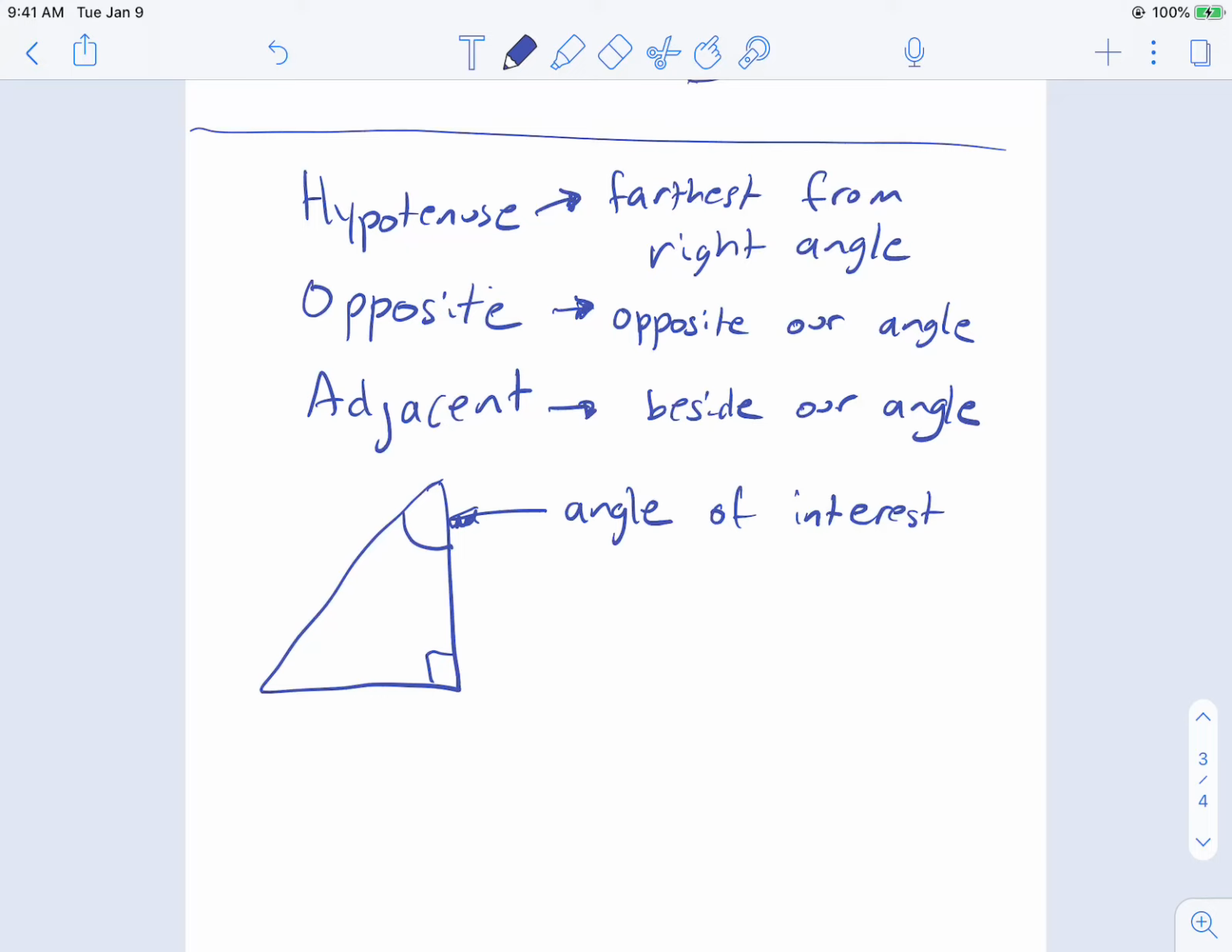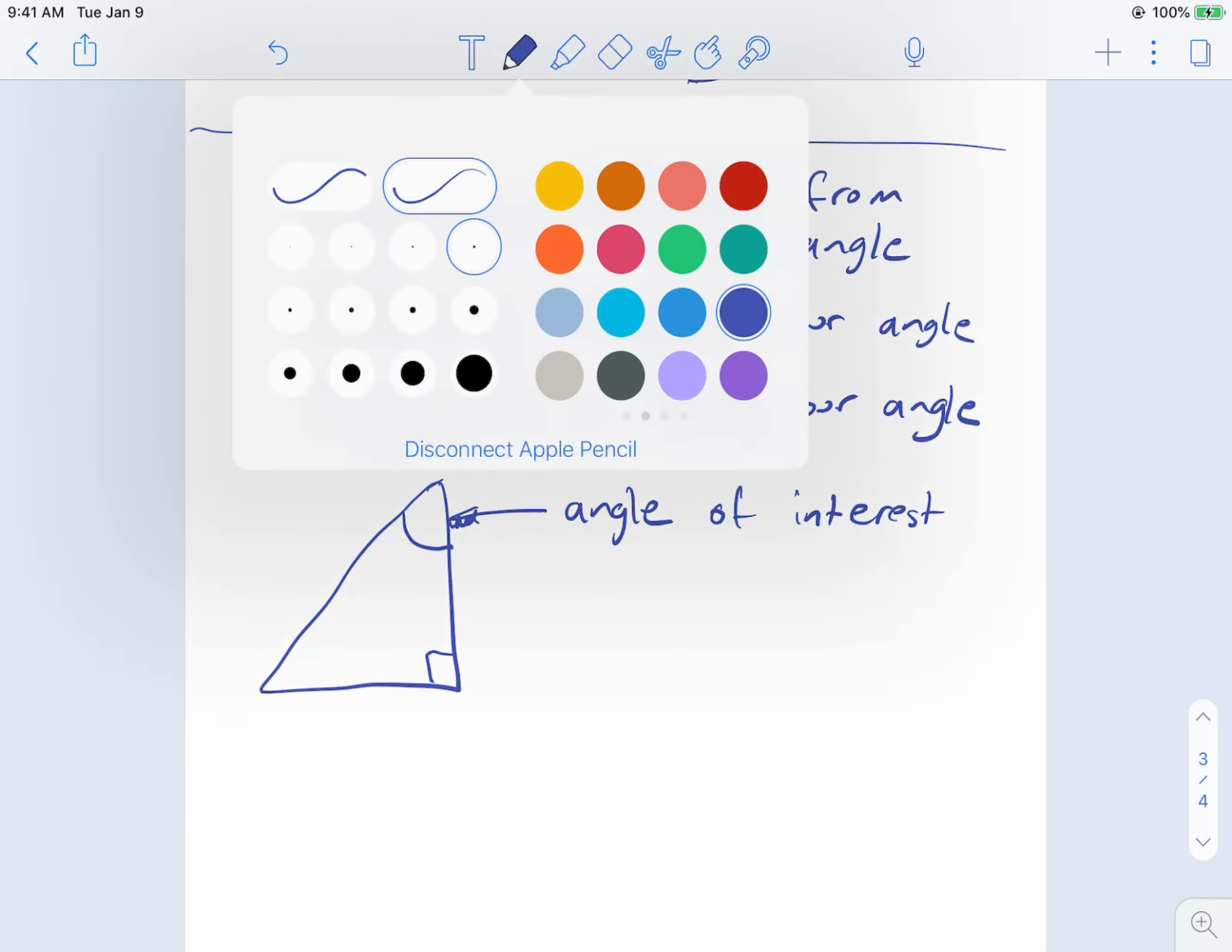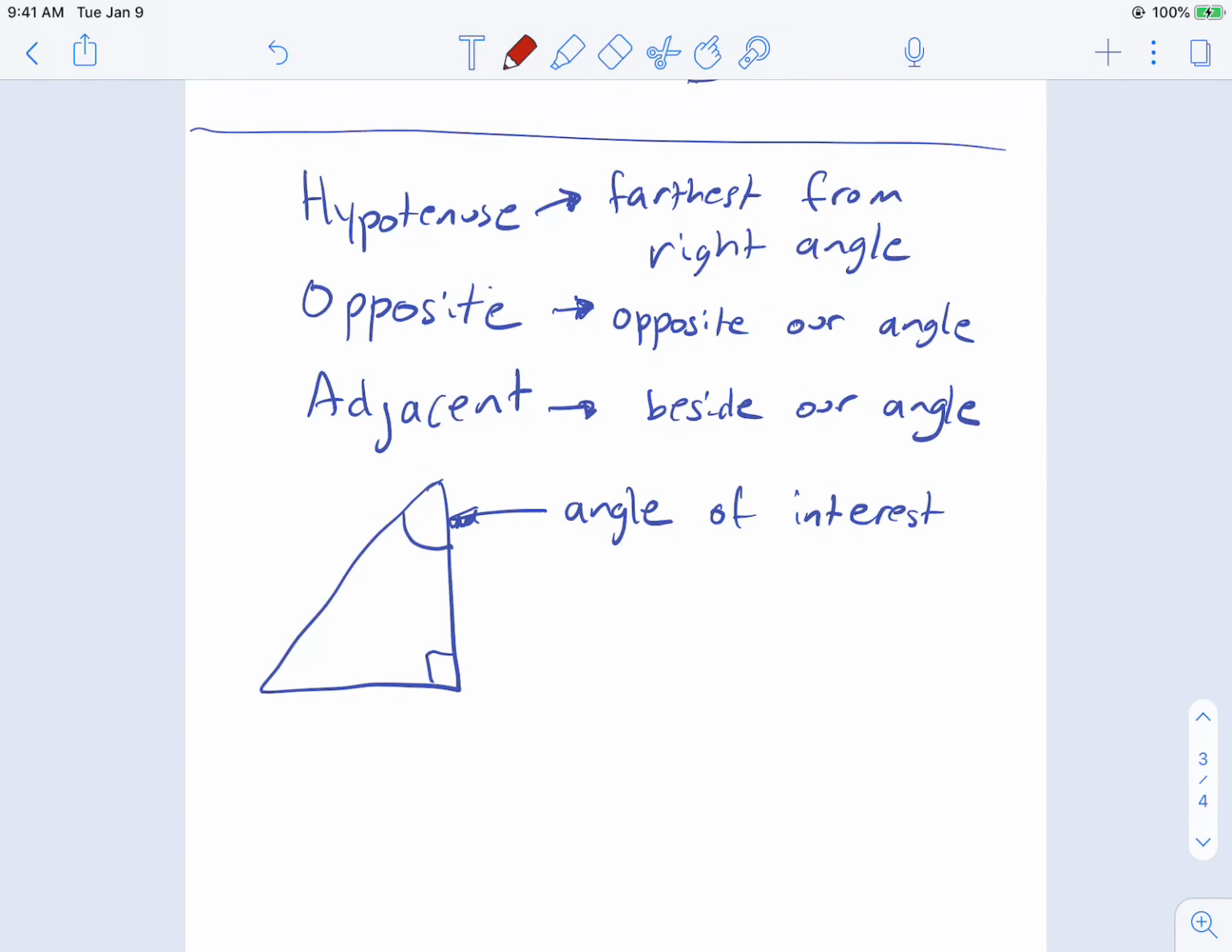So now what we are focusing on here is we want to label all of these different things. And we should be really good at labeling one side already. We should be able to label our hypotenuse right off the bat because we just did it. It's opposite our right angle. So we know our hypotenuse is going to go over there. So we have our hypotenuse done.